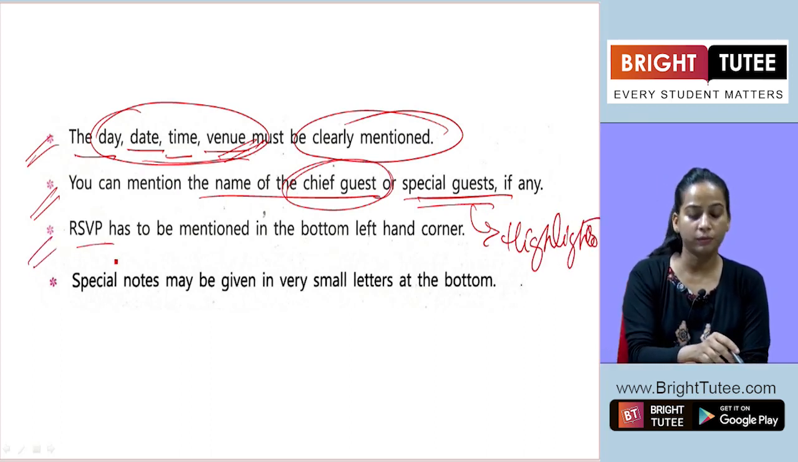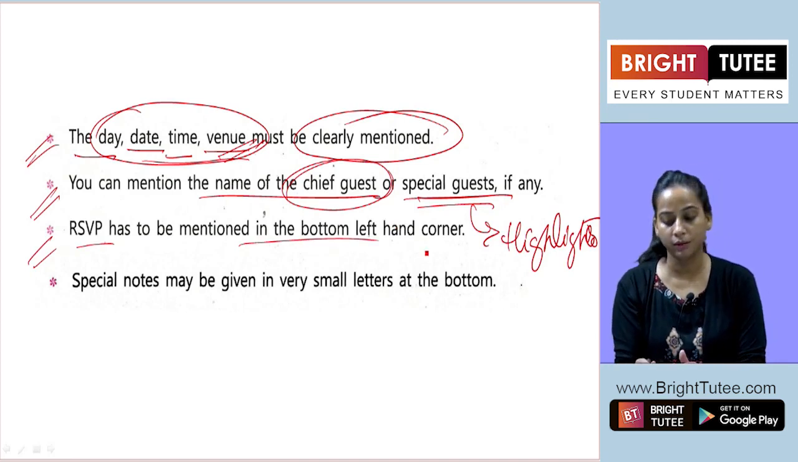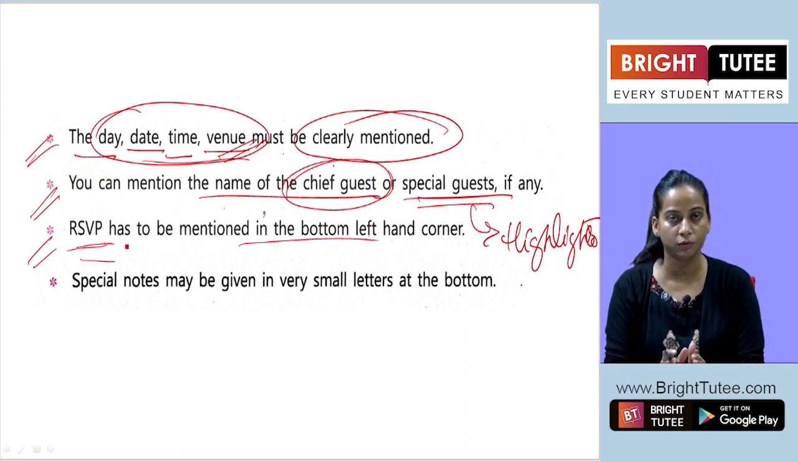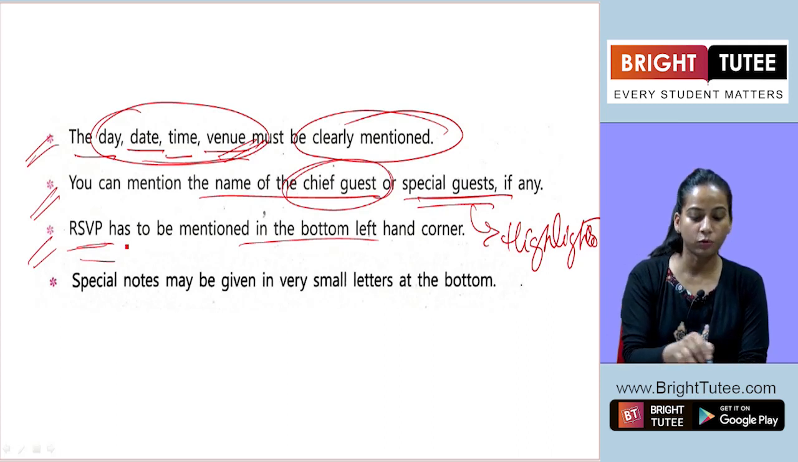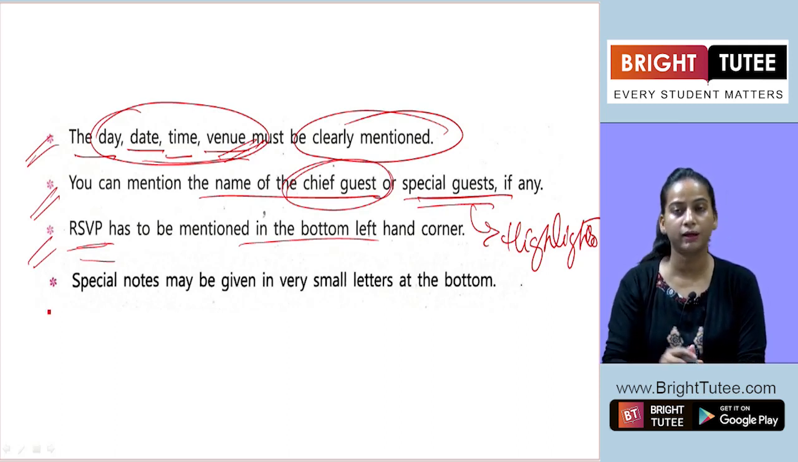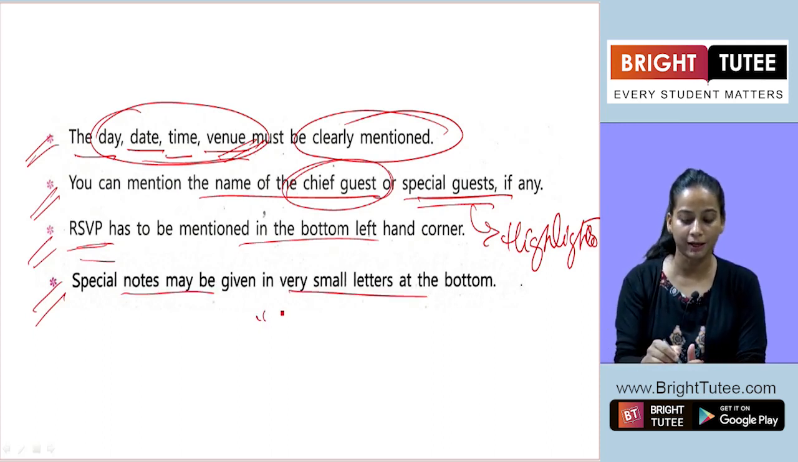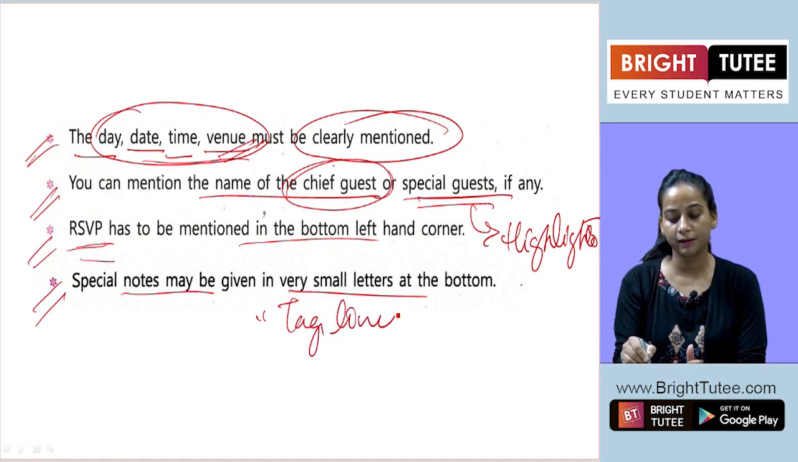Then RSVP has to be mentioned in the bottom left hand corner. The other family members of that particular occasion, or other people attached with that particular event, their names can be mentioned. Then special notes may be given in very small letters at the bottom, like it is necessary to come, or we would be waiting for you. So these kinds of taglines you can mention at the bottom of your invitation.